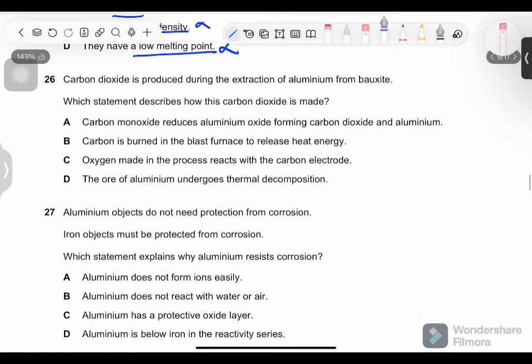So yeah, carbon dioxide is produced during the extraction of aluminum from bauxite. Which statement describes how this carbon dioxide is made? So carbon in the extraction of aluminum. So there is no blast furnace in aluminum. There is electrolysis.